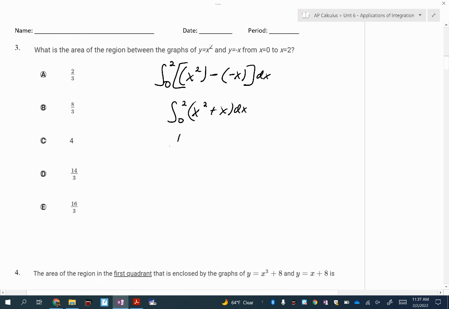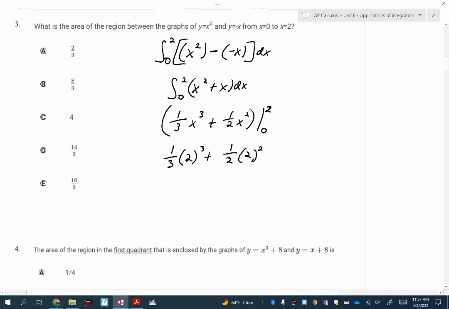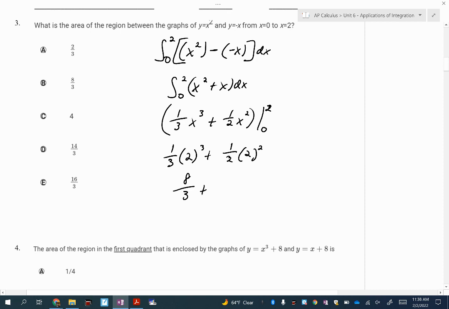And I can do the antiderivative of each of these. So you get 1/3 x cubed plus 1/2 x squared, evaluated at 2 and 0. I'm not actually going to evaluate this at 0 because that's just going to be 0. So it's 1/3 times 2 cubed plus 1/2 times 2 squared. That's going to be 8/3 plus half of 4, which is 2. Getting a common denominator for 2 would give you 6/3. So 8/3 plus 6/3 would give me 14/3. All right, so that's number 3.